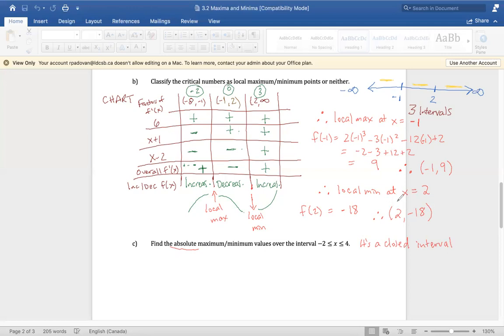But if I look at my local max and min, my x values only, right? So I have a maximum value at -1. -1 falls within this interval. And I have a minimum value at an x value of 2, and 2 falls within this interval, right? So they both fall within the interval. So let me start by looking at the endpoints then. So I need to determine the y values of my endpoints.